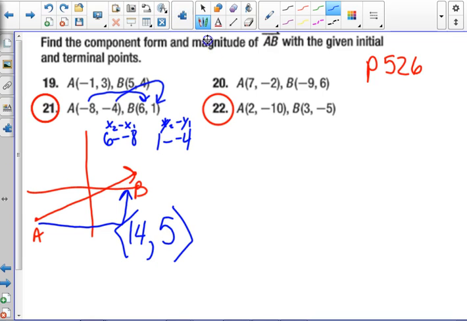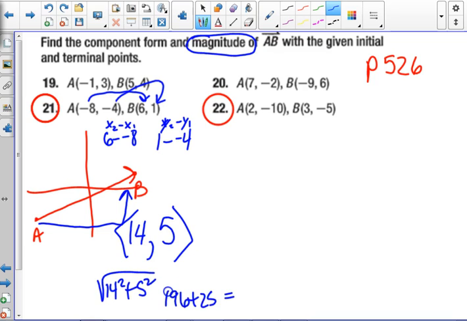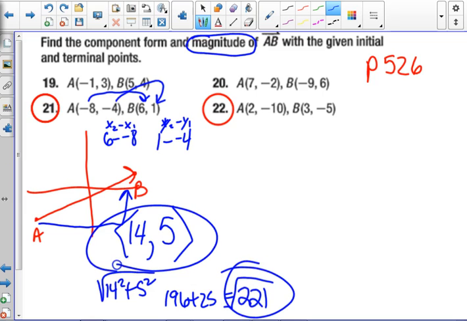Now we have to find magnitude, which is our favorite Pythagorean theorem. 196 plus 25 is 221, which is like 14 point something, almost 15-ish. Okay. So components and magnitude, we good? Okay, so do 22. Well, you remember how.